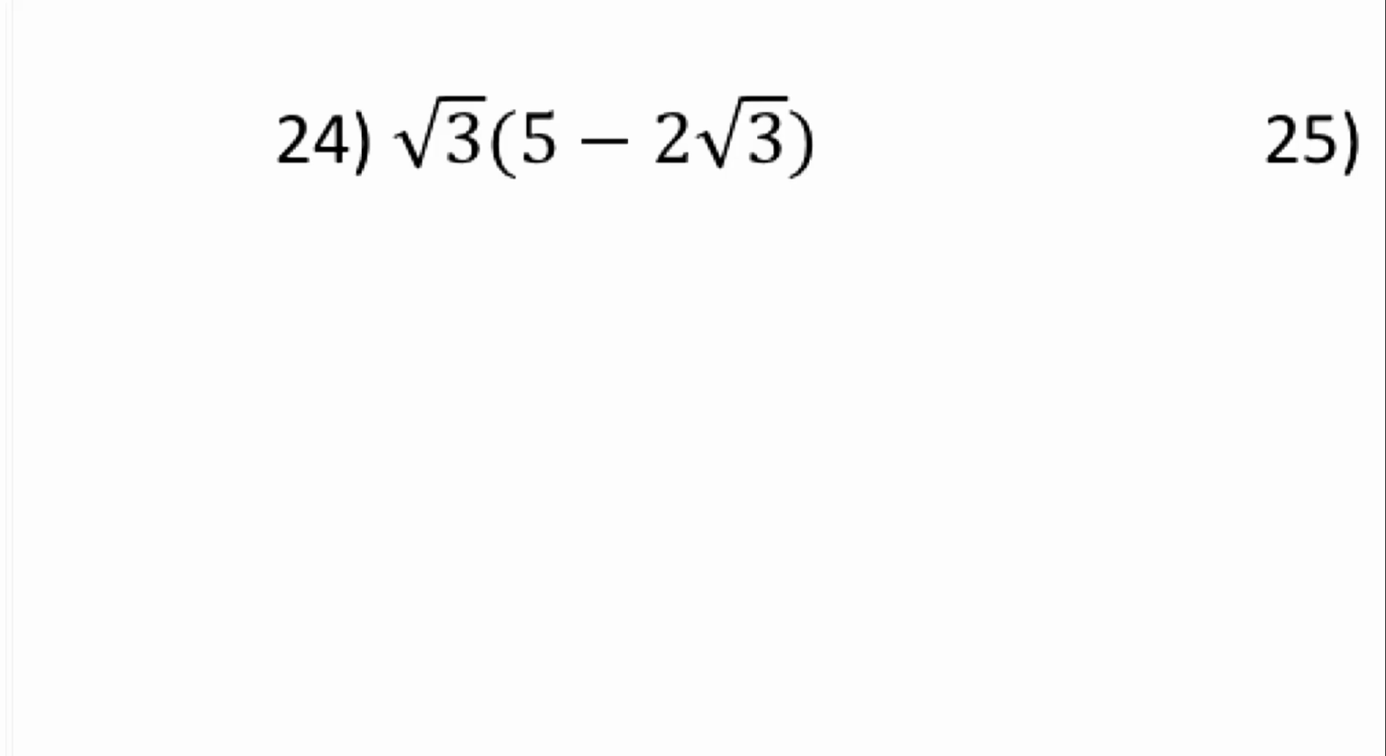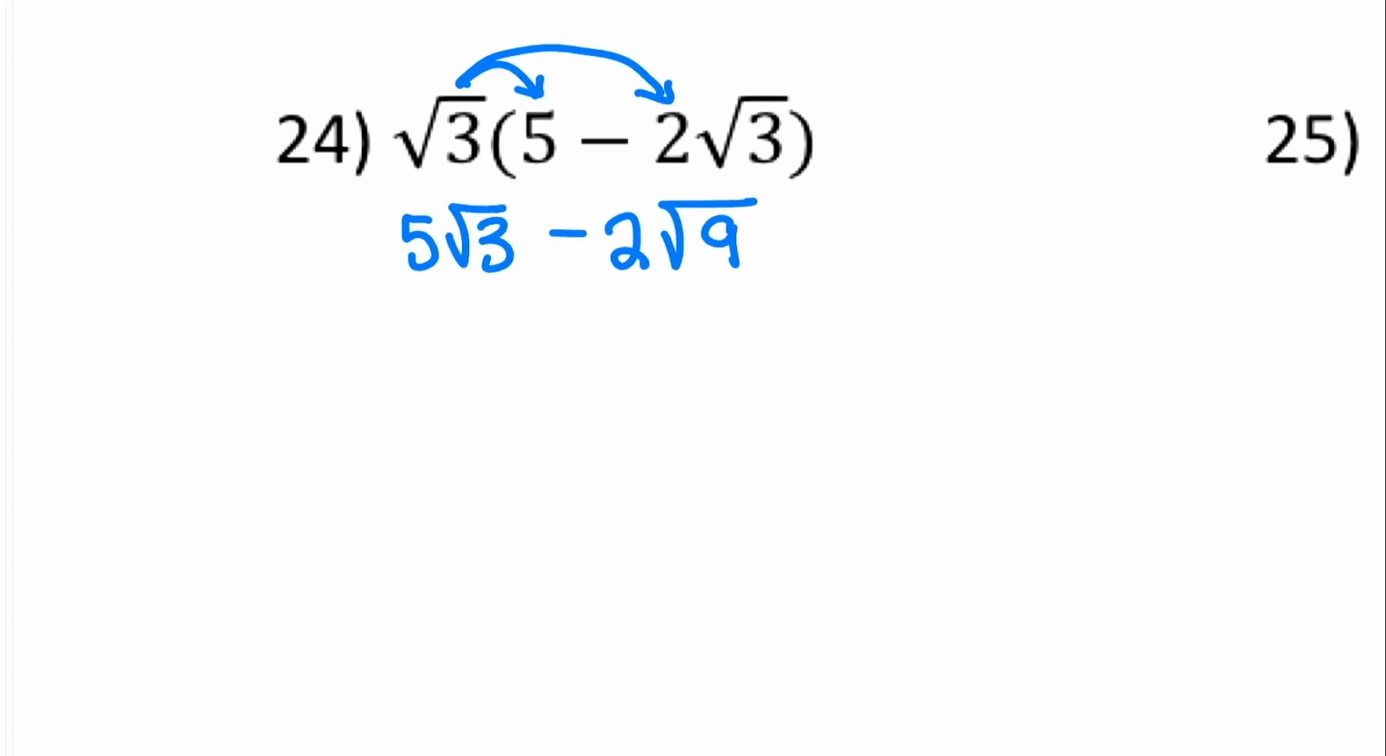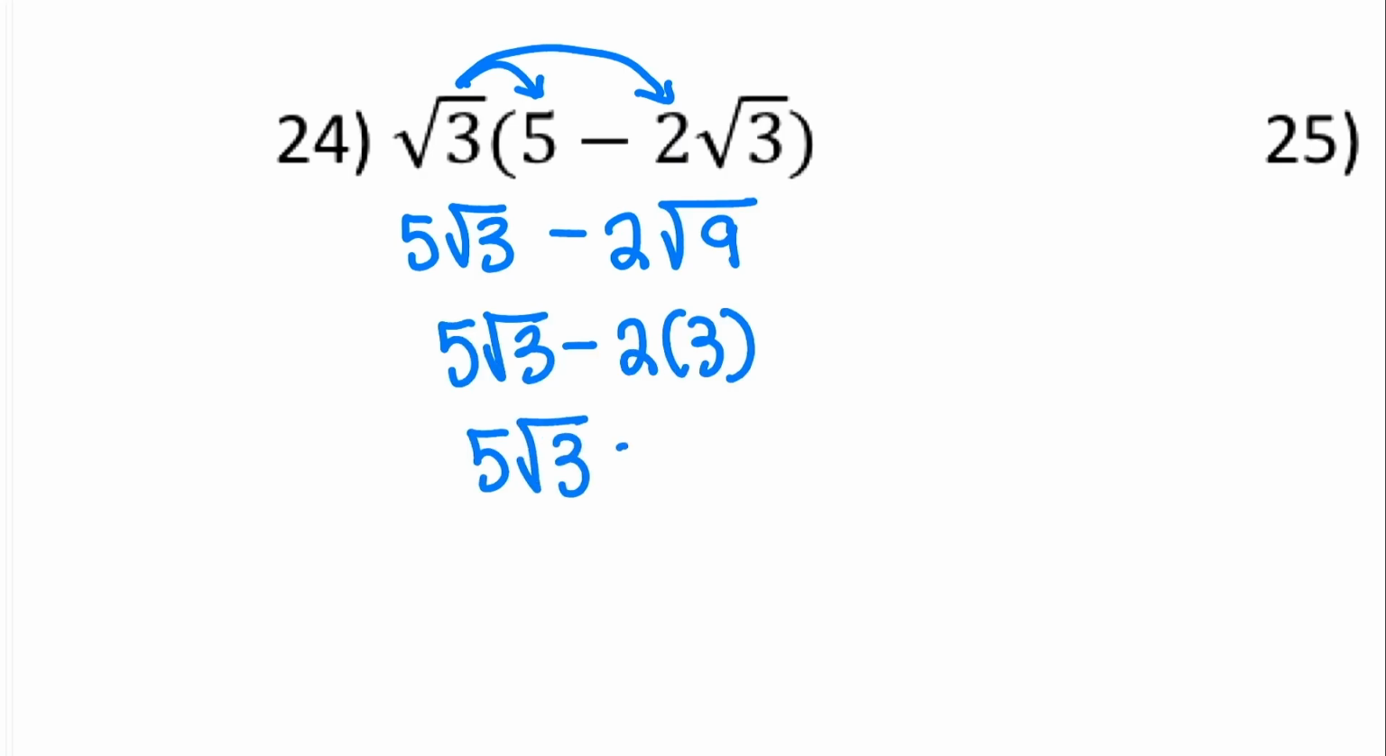To start this one, we're going to distribute our radical 3. So we're going to have 5 radical 3 minus 2 times radical 9, or 5 radical 3 minus 2 times 3, so 5 radical 3 minus 6.